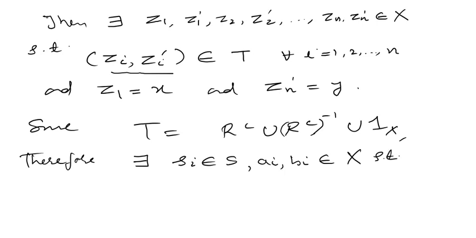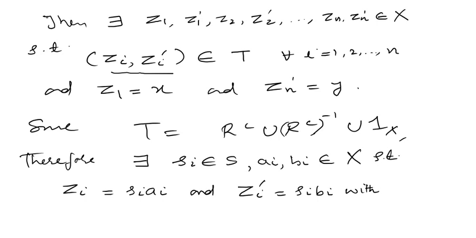Such that this z_i is equal to s_i a_i. This is the definition of the relation RC, isn't it? z_i' is equal to s_i b_i with this condition: (a_i, b_i) belongs to R or its converse.